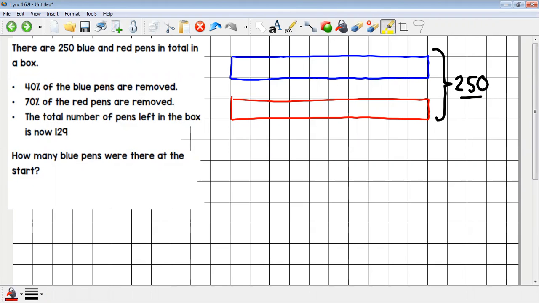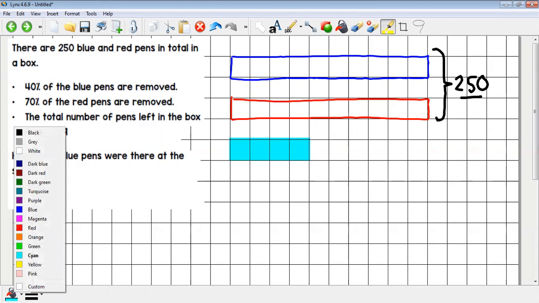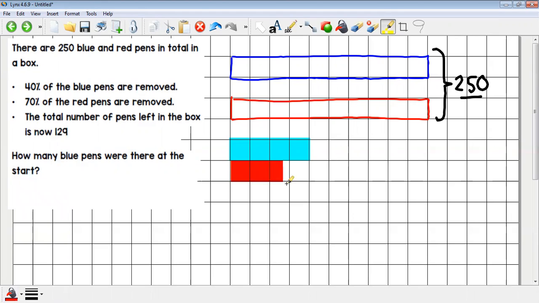40% of blue pens are removed. Okay, so I've drawn 4 bars there. 4 10s, 40. 70 red ones are removed. 4, 6, 7. Right, so that's what's been removed. So if we think about what's actually still there, we've got 60% of the blues are still there, and then 30% of the reds, like this.